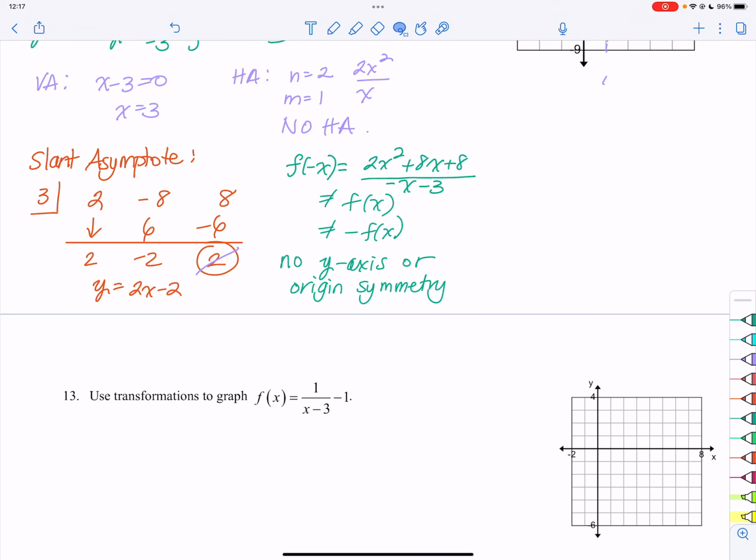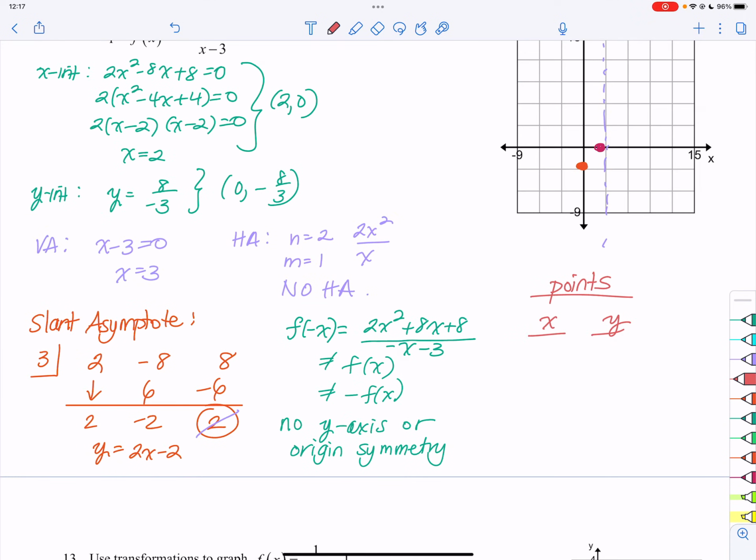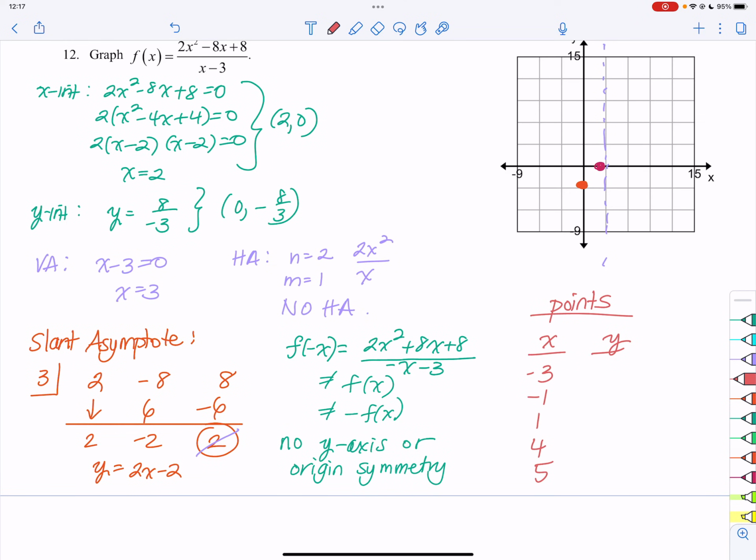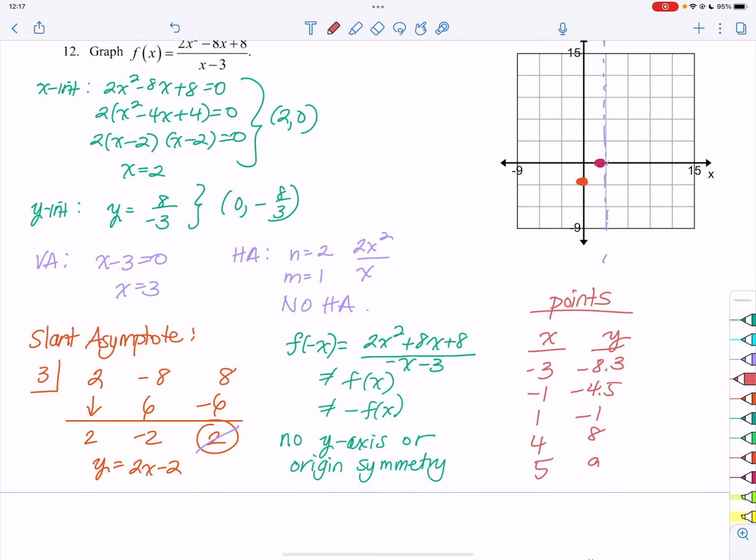Now just taking a few points, and that would be in each one of these areas. We could try negative 3, negative 1, 1, I don't know, 4 and 5. Let's try those, and plugging those in. And if you need to find those and pause the video, you can. So if we have negative 3 and negative 8.3, and negative 1 and negative 4.5.